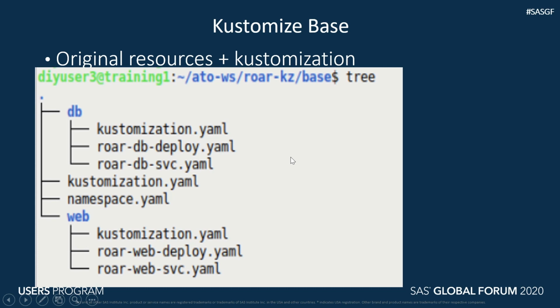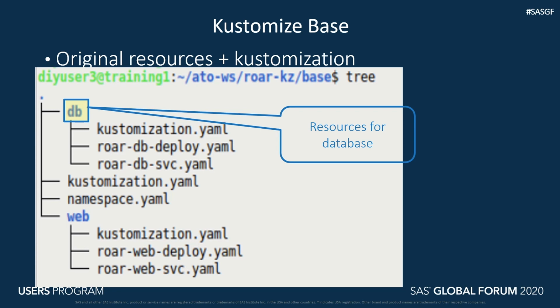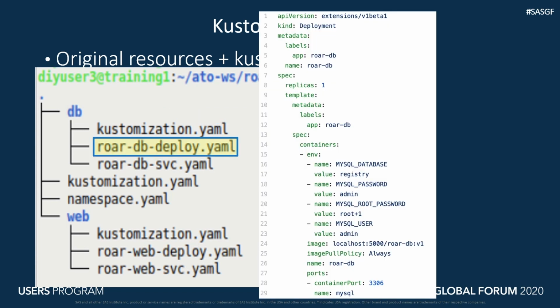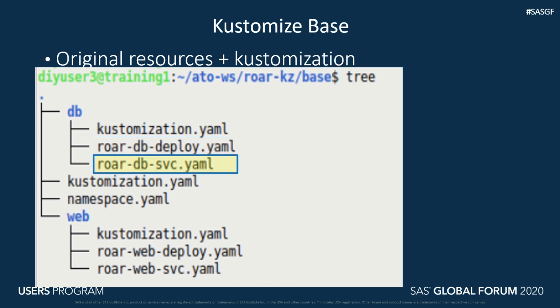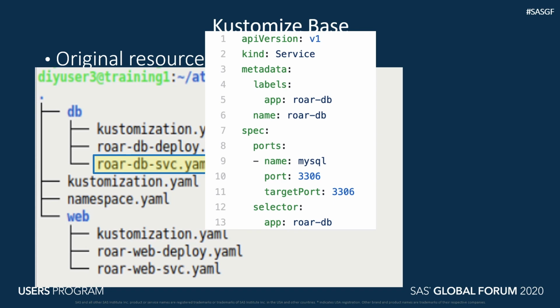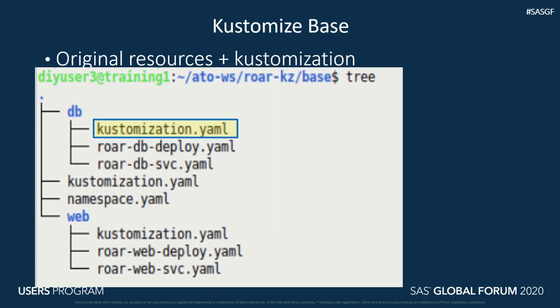Suppose I go out to my directory here, and I have a set of things for the web app and a database of an application I'm working with. I have deployment and service specs for both. I have a customization YAML in each one, and then I have a customization YAML at the top level and a namespace. So I have the resources for the database. The deployment simply looks like a deployment with information about the things I need to run my MySQL database. The service represents the things needed to run for that.